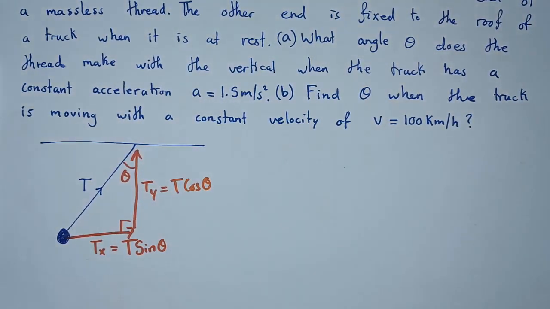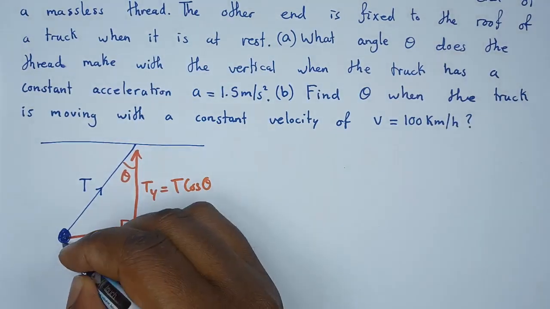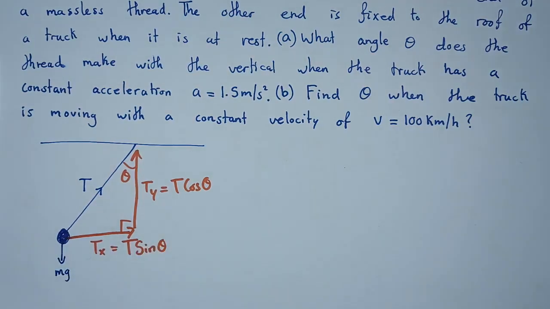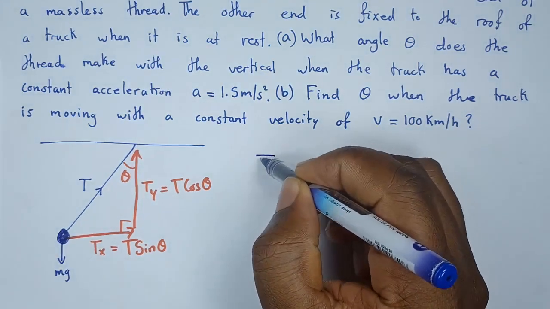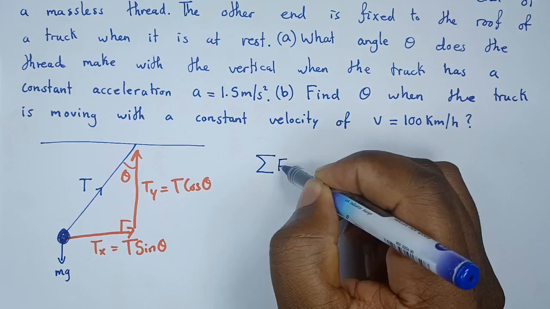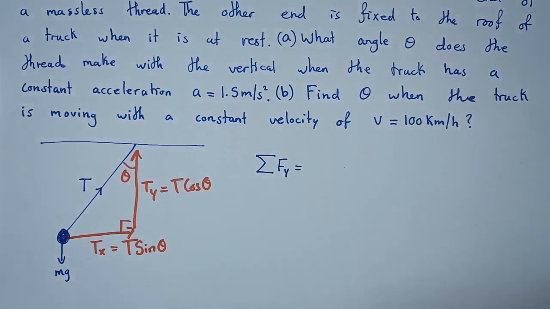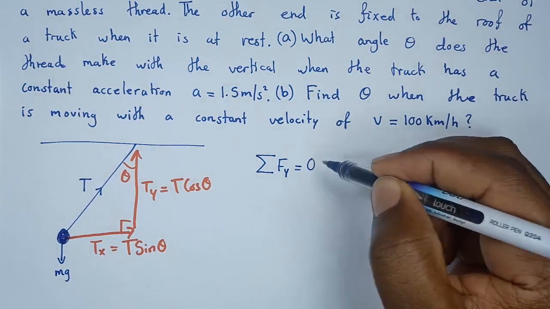Then on top of that, what else do we have? On this object, we have mg acting in this direction. To easily find the angle, we're going to sum the forces in the x and sum the forces in the y. We start with the y. So the summation of forces in the y, in this case, will be equal to 0.